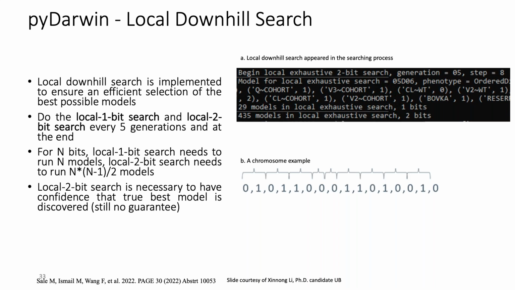And so for n bits in a system, local 1-bit search will need to run n models, because you're swapping each of those single bits. Okay. And for a local 2-bit search, you need to run n(n-1)/2 models. So the number of models to assess, as you increase the number of bits that you're changing at the same time, will increase rather dramatically. So, for example, if we have a 16-bit search, that's 16 models for the 1-bit search, 120 for the 2-bit search, 500 plus for the 3-bit search, and over 1,800 for the 4-bit search.